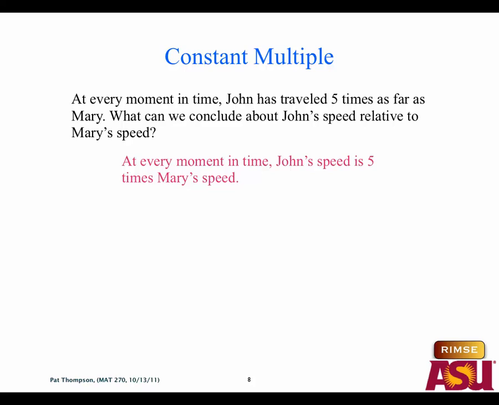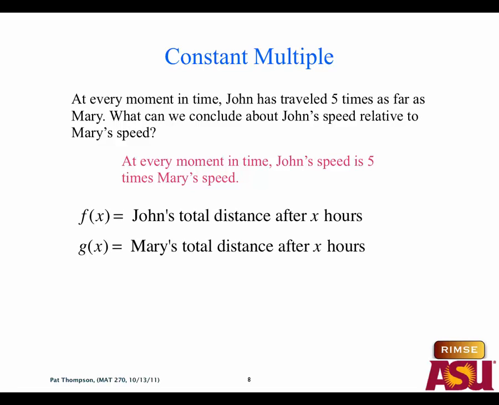Would you buy this? That his speed is 5 times as much as Mary's speed. If his distance is accumulating 5 times as fast as her distance, that means his speed is 5 times as fast as hers. So if f was John's total distance after x hours and g was Mary's total distance after x hours, then the given situation is that the distance John travels is 5 times as far as what Mary travels, and our conclusion was that he must be traveling 5 times as fast as her. His rate is 5 times her rate. And that should just make sense. This should be common sense. That shouldn't feel like a stretch.